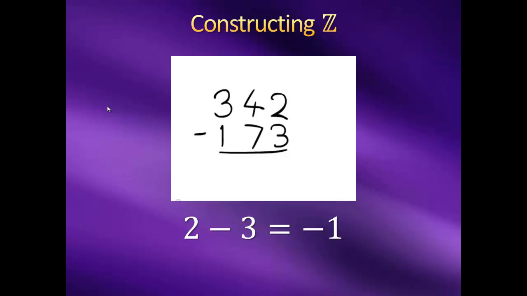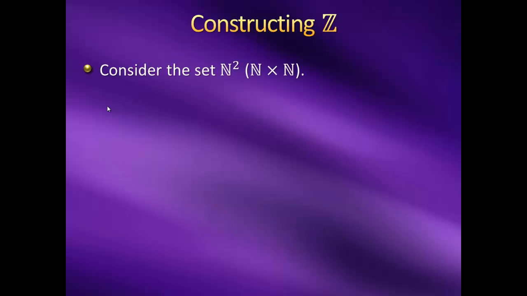This actually gives us an idea of how to construct the integers. Keep that thought in the back of your head as we do this construction. What we're about to do may seem strange at first, but when you make the connection, it'll all make sense. What we'll do is we'll consider the set N squared, that is, the Cartesian product N times N. So the elements of this set are ordered pairs of natural numbers.